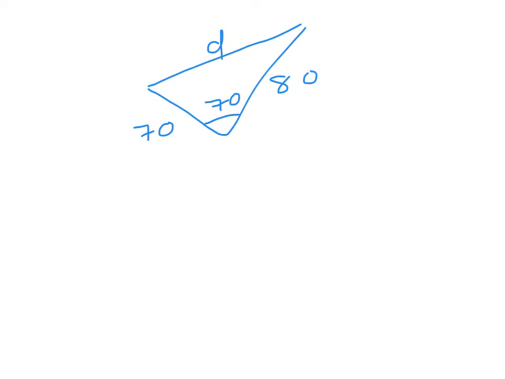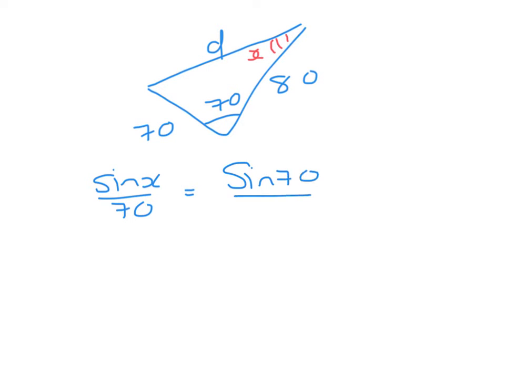Now I want to work out the angle, and I'm going to call that angle x, and this time I'm going to use the sine rule. So the sine of x over 70 has to equal, so that is the sine of the angle over the opposite side, has to equal the sine of the angle, so that's sine 70 over the opposite side, d, which is my answer to previous.